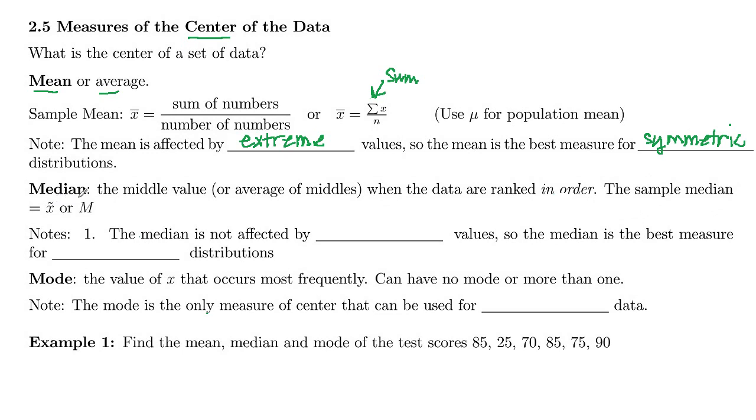The median, remember, we've already seen this, is the middle value or the average of middles when your data is ranked in order. The sample median, we'll use X tilde or M for that. Now the median is not as affected by extreme values. So that means that the median is the best measure if you have a skewed distribution.